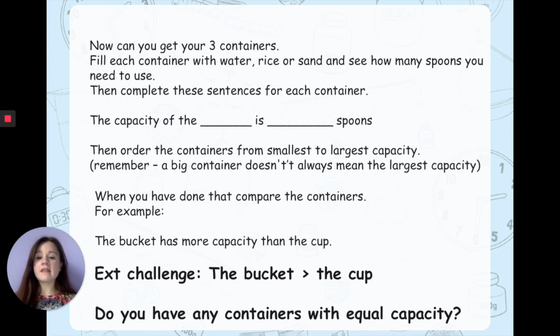And when you have done that, you can compare the containers. For example, the bucket has more capacity than the cup. And if you are in Miss Zadie's group, or Mrs. Meta or Miss Huth's group, you need to try to use your greater than, less than and equal signs. The bucket is greater than the cup. And then see if you have any containers with equal capacity. So any containers that need the exact same amount of liquid or rice or sand as another one.